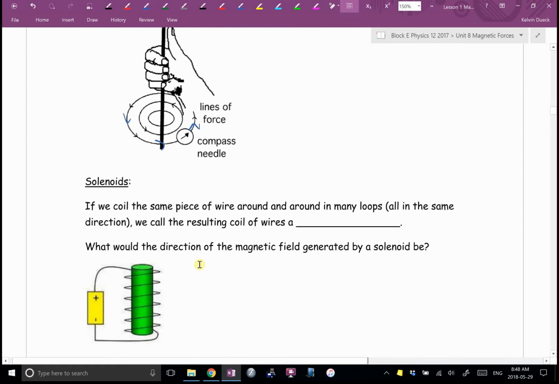That's one wire. What if you combine wires? In fact, what if you take a wire and you wrap it around and around and around? We have a name for this. We call it a solenoid. A hugely useful electric device.